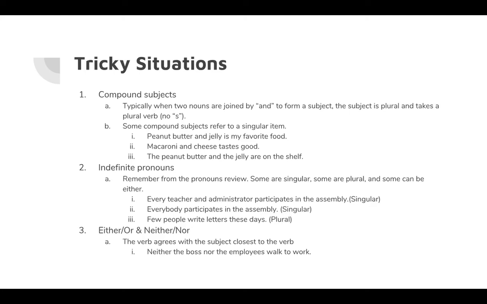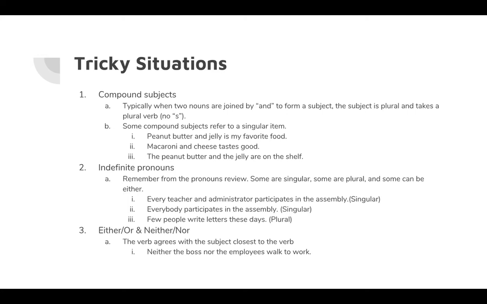Even though technically we have macaroni, which is a noun, and cheese, which is a noun, and we have peanut butter, which is a noun, and we have jelly, which is a noun, and we have joined them with and. Those are units. Peanut butter and jelly is one thing. Macaroni and cheese is one thing. We're not talking about just the noodles and the cheese. We're talking about the dish, right? In that case, we're going to have those each take the singular noun.